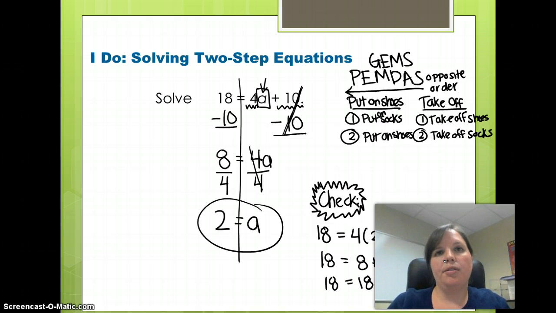So checking your answer is an important part. I'm going to mention it here. I'm probably not going to mention it on the rest of the problems, but it's an important skill, and I'll mention it a lot in class.